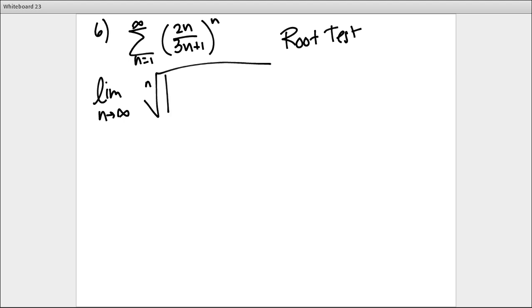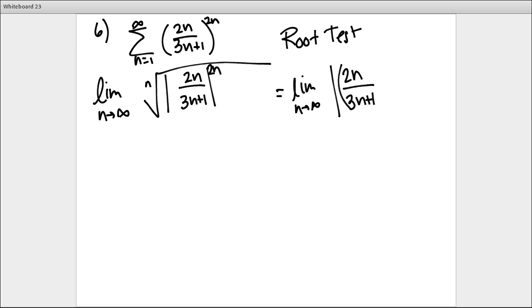Which is the limit as n goes to infinity of the nth root of, take the absolute value, of the 2n over 3n plus 1 to the nth power. Nope. I wrote the problem wrong. This is a 2n. There we go. Okay, so what are you left with? Well, the nth root cancels with the nth power. And so you're left with the limit as n goes to infinity of 2n over 3n plus 1. I'll move the squared inside. Not that it matters.